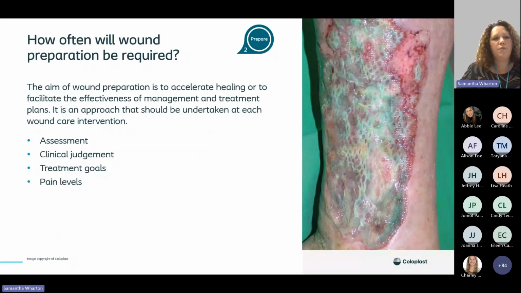So how often would wound preparation be required? It's down to your own clinical judgment, but like we've just shown with that evidence, the more regularly it's done, the quicker that wound will heal. And especially if there's wound infection present within that wound bed, we need to be removing those microorganisms, disrupting that biofilm, so that whatever active agent we're putting on top, it's going to be able to be effective.